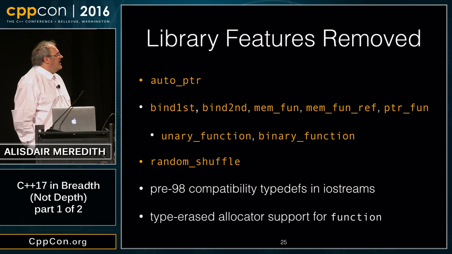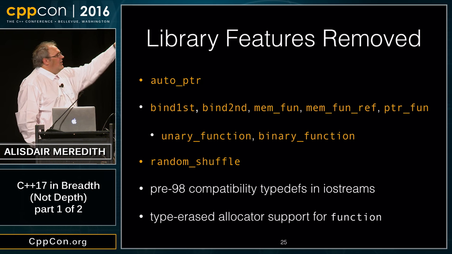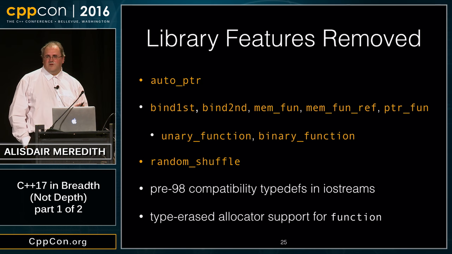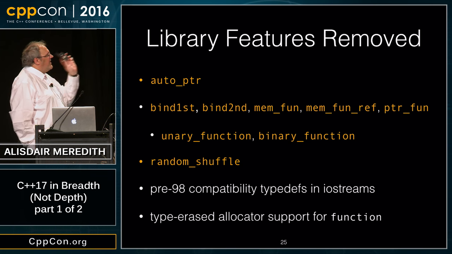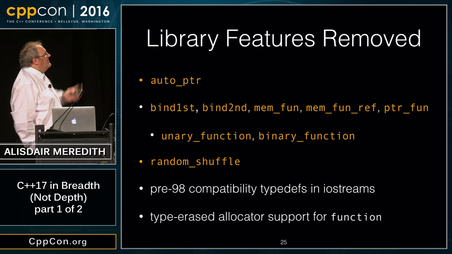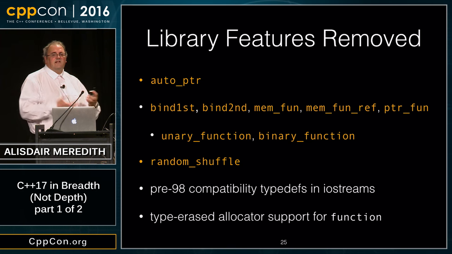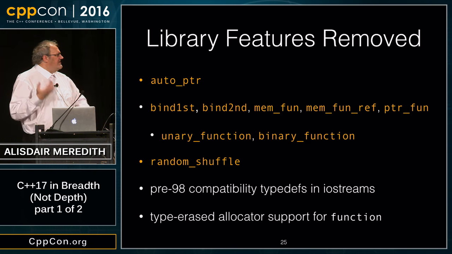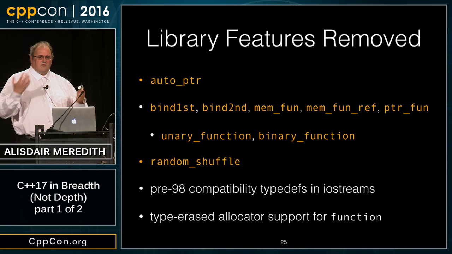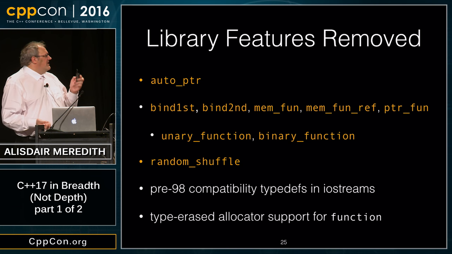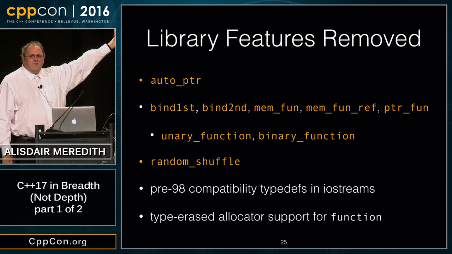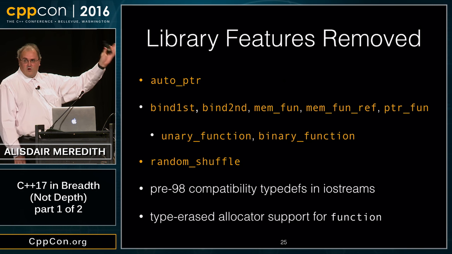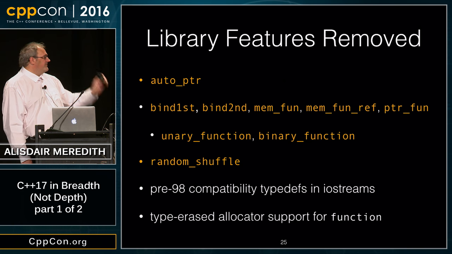Also on the removal side, moving over to the library now. Auto pointer has finally gone, deprecated in C++11. Now we have unique pointer, we don't need it. Bind first, bind second, memfun, unary function, all these, the old adaptable function API that relied on having special typedefs in your classes. We've generally got better ways of doing these things now with lambda expressions and bind. So this limited functionality was deprecated in C++11. If you're using those functions and types, they are gone from C++17.